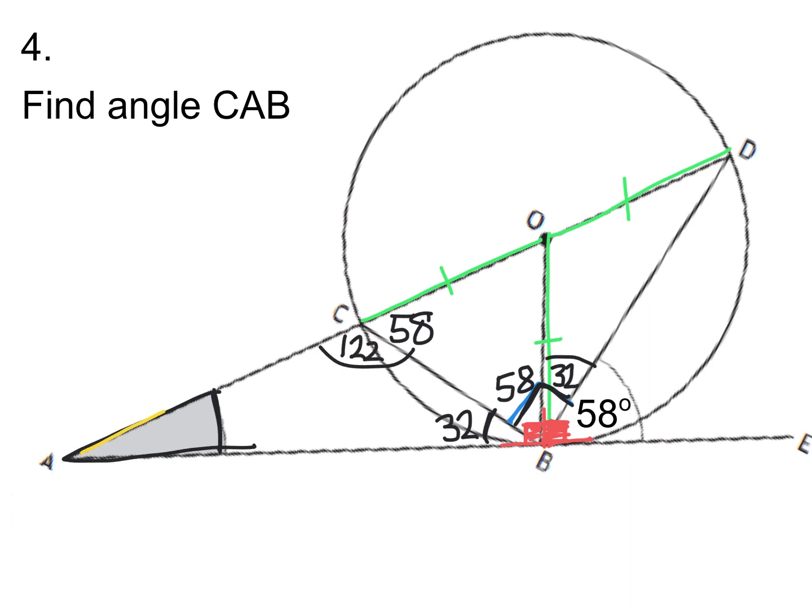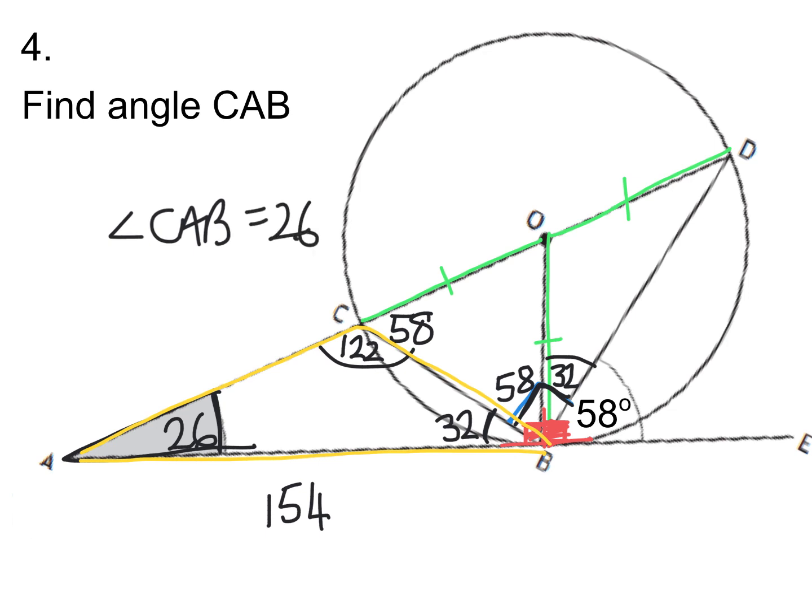Now I can focus on an entirely different triangle, one that I wouldn't always, but some people do. If I focus on this triangle, I've got 122 and 132, which gives me a total of 154, making this missing angle 26. So whichever way you look at this, these angles are going to give you 26. And remember your conclusion, angle CAB equals 26 degrees.